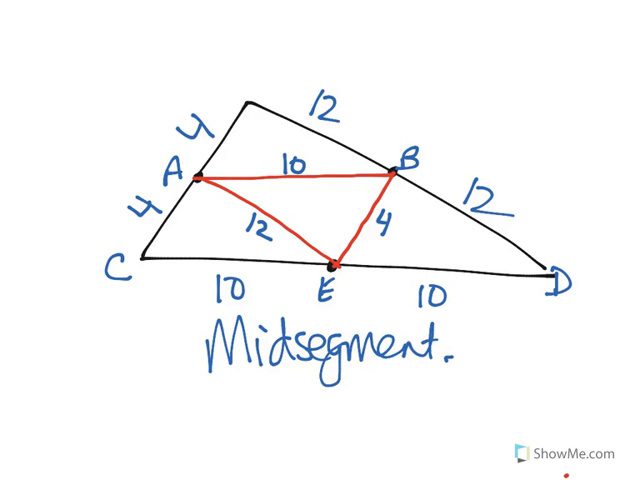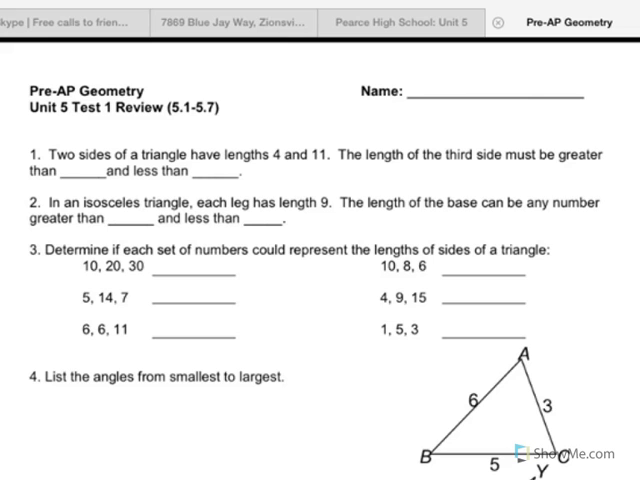Okay, so that's that review. Now let's zip through the answers on your review. Okay, 2 sides of a triangle are 4 and 11, and I gave you a little hint on how to do that. To find the low end, we're going to take the high number minus the low number, 11 minus 4, so the low end, it has to be greater than 7, and on the high end, we add these two together, and 11 plus 4 is 15, so it has to be less than 15, okay?